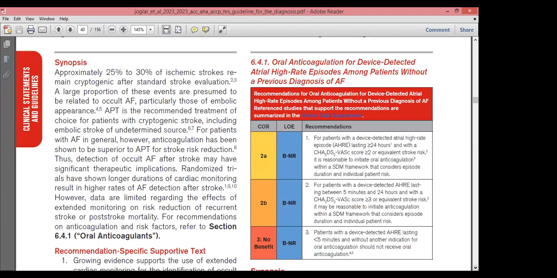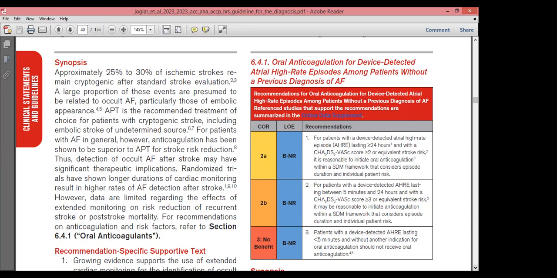Okay, let me just read it. For patients with device-detected atrial high rate episodes lasting greater than 24 hours and with a CHA2DS2-VASc score of 2 or more, or equivalent stroke rates, it is reasonable to initiate oral anticoagulation. So in these patients, it is a class 2 recommendation. Once the device detects atrial high rate episodes lasting 24 hours, and you calculate their CHA2DS2-VASc score and it is 2 or more, then it's reasonable that you anticoagulate them. That's class 2A.